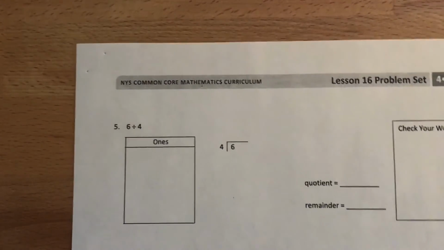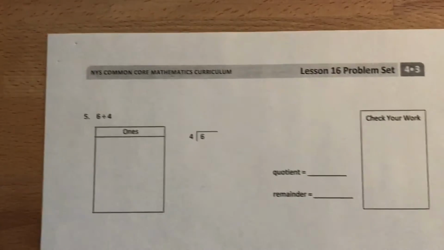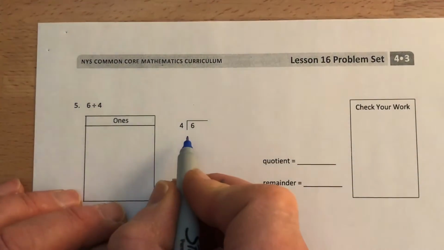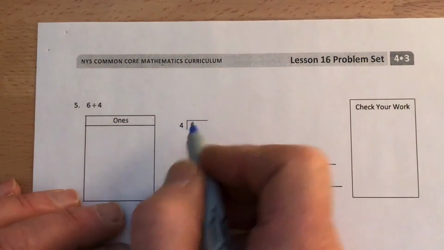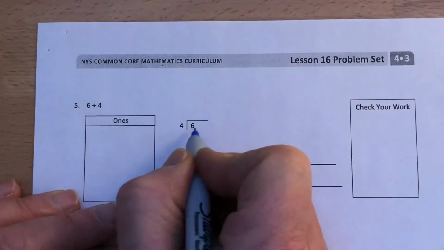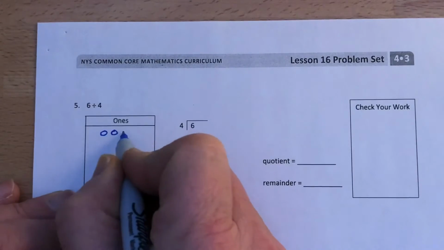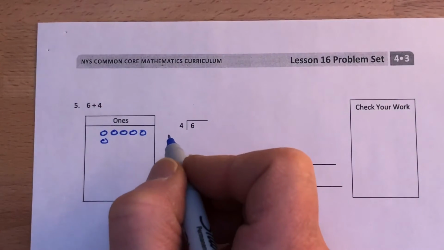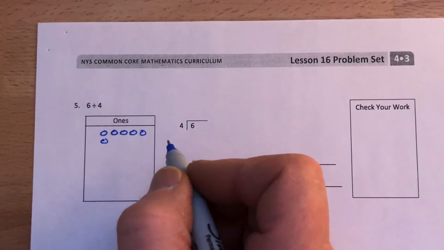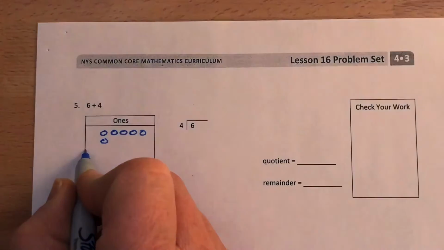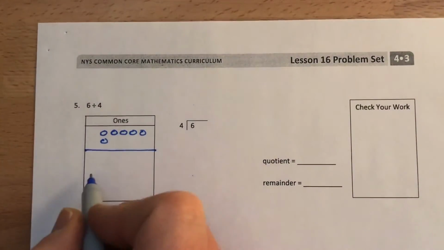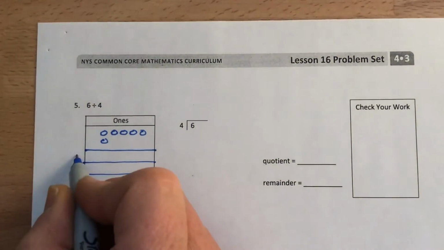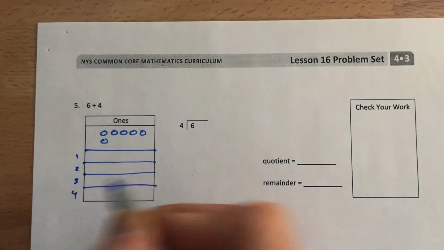All right? We've got 6 divided by 4. All right? So here we go. Here's my 6 divided by 4, right, inside my house here. So I'm going to put my 6 ones down. 1, 2, 3, 4, 5, 6. I want to divide this into 4 sections, okay? So let me do that. Cut that off there. There, 4 sections. 1, 2, 3, 4 sections.